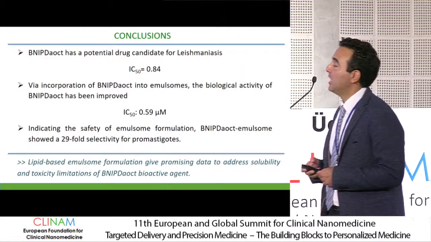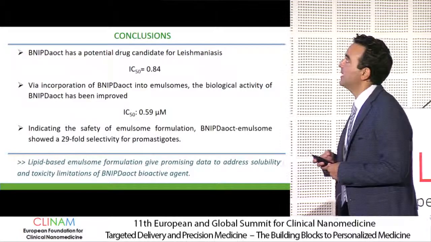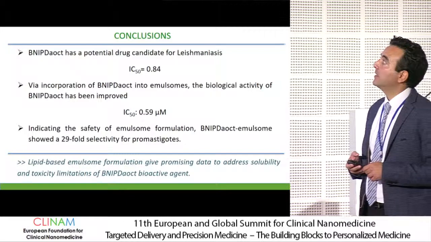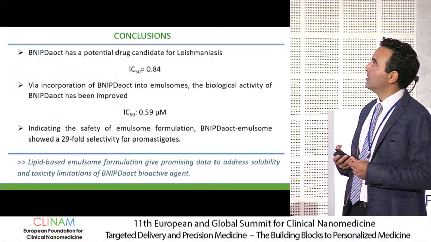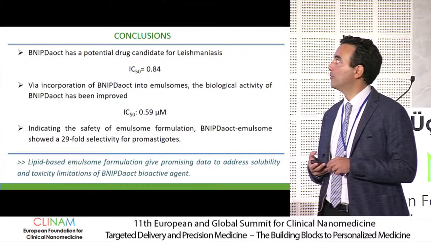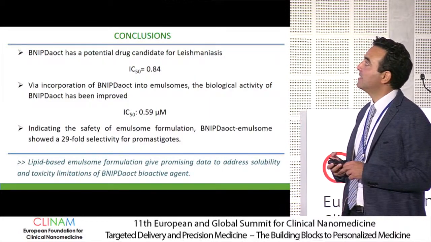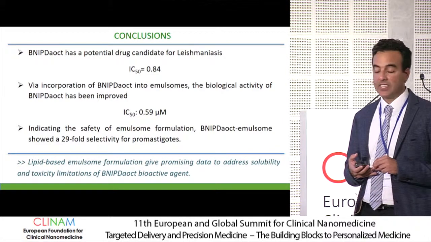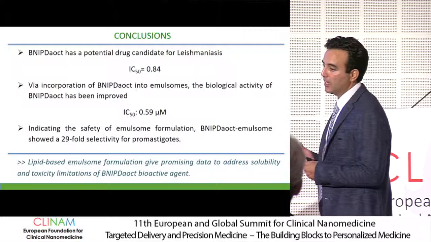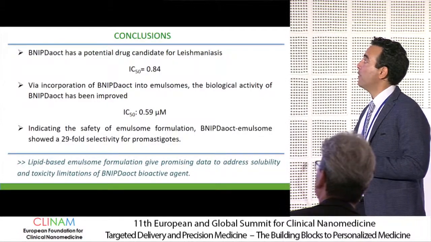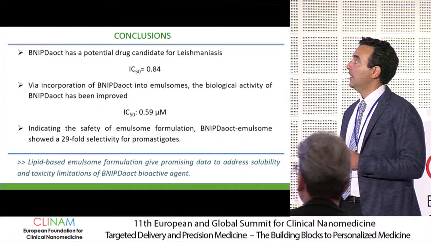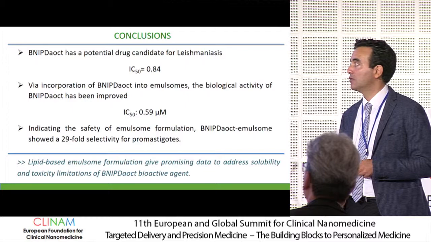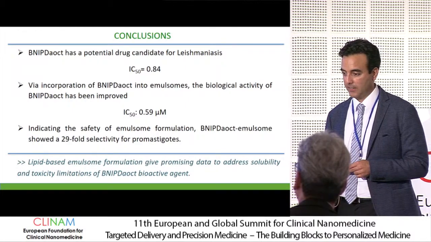And in conclusion, BNIP DAOCT is a potential drug candidate for Leishmaniasis with an IC50 value of 0.84. With the incorporation of BNIP DAOCT into emulsions, the biological activity of BNIP DAOCT has been improved with a decrease in IC50 value to nearly 0.6 micromolar. Indicating the safety of the emulsion formulation, BNIP DAOCT emulsion showed a 29-fold selectivity for promastigotes. And the lipid-based emulsion formulation gives promising data to address solubility and toxicity limitations of BNIP bioactive agents.